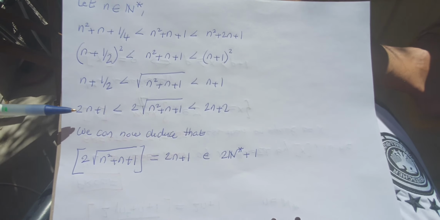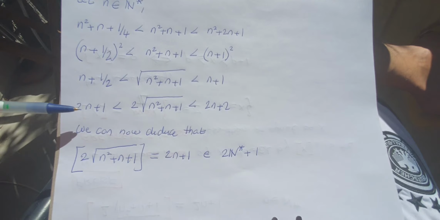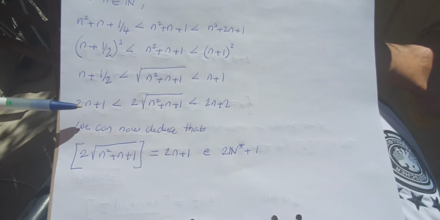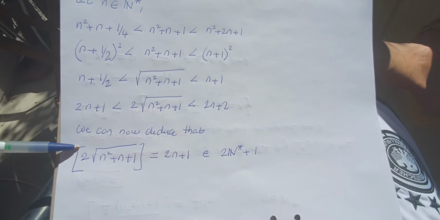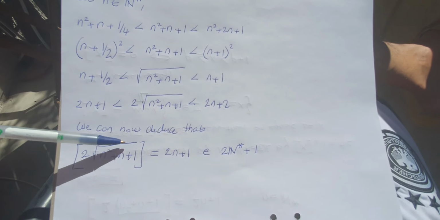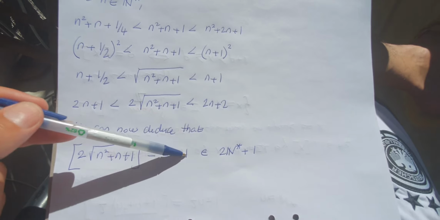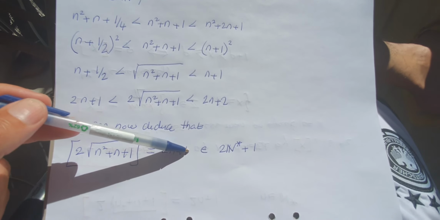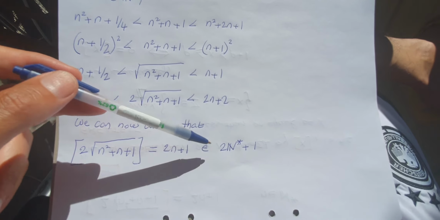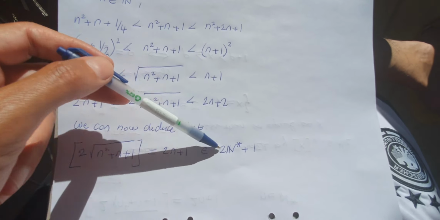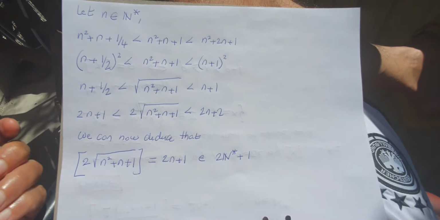And according to the definition of the integer part, we can conclude that the integer part of this number is nothing but 2n plus 1, which is an odd natural number, that is, it belongs to this set. So that's it.